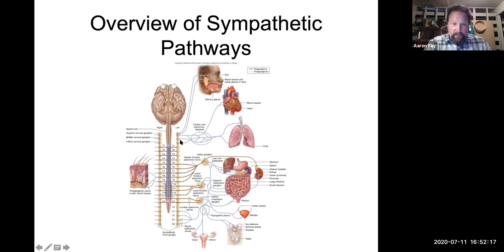Their axons are going to extend out into these structures here called the sympathetic trunk. Right? One of these little balls is a sympathetic trunk ganglion. If you have a synapse in this ganglion, right, then you have your postganglionic axon. Notice postganglionic axons are much longer in the sympathetic division compared to the preganglionic axons.